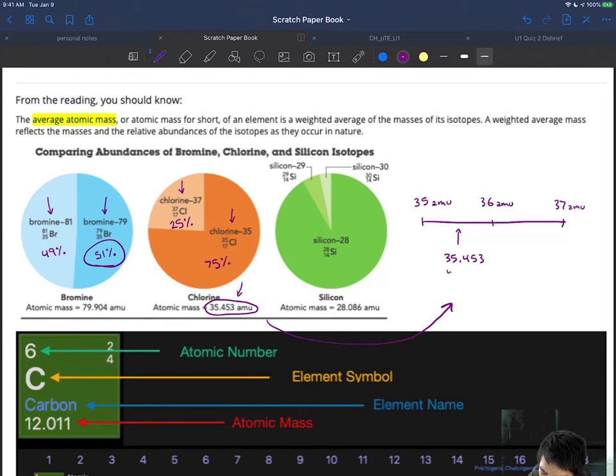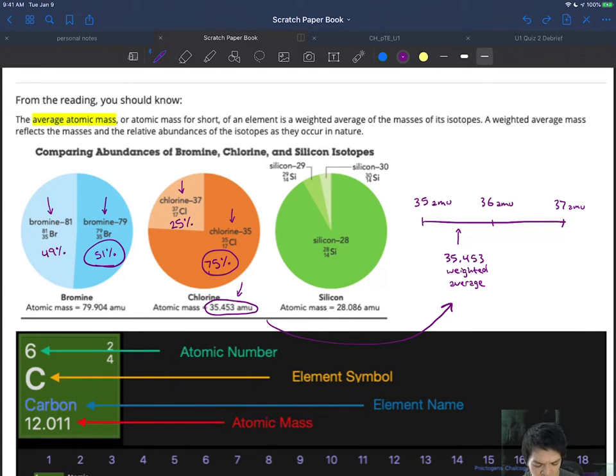35.453 is the weighted average. Again, this accounts for how many of each isotope there is. There are a lot more chlorine-35 atoms than chlorine-37. Since there are a lot more chlorine-35 atoms, the weighted average is going to shift more towards the 35 atomic mass units. That's why the weighted average is 35.45.